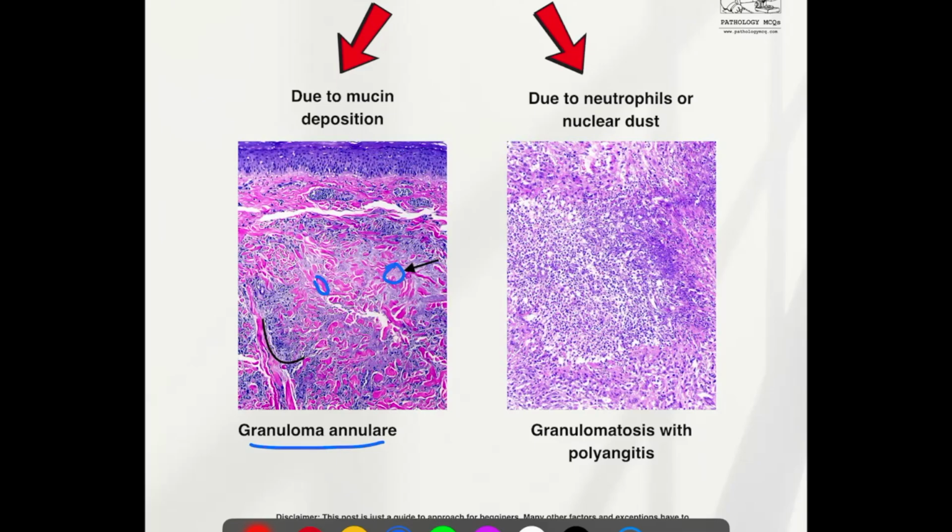And when you see a skin granuloma with numerous neutrophils, neutrophilic abscesses, and palisading granulomas, histiocytes, this could be a case of granulomatosis with polyangiitis. However, in these cases, clinical history is very important because, as we know, Wegener's granulomatosis or granulomatosis with polyangiitis typically involves the lungs as well as the kidney. So you will see systemic symptoms as well.